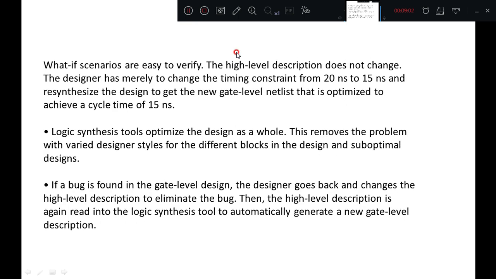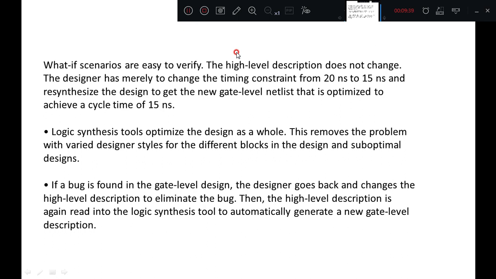What if scenarios are easy to verify. The high level description does not change. The designer has merely to change the timing constraint from 20 nanosecond to 15 nanosecond and resynthesize the design to get the new gate level netlist that is optimized to achieve a cycle time of 15 nanosecond. Logic synthesis tools optimize the design as a whole. This removes the problem with varied designer styles for the different blocks in the design and suboptimal designs.